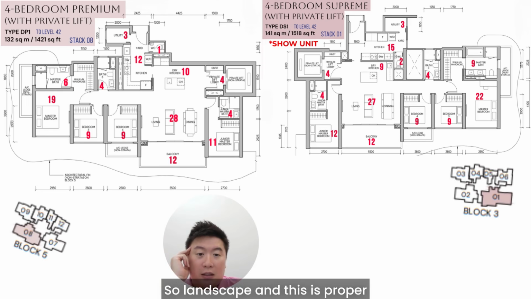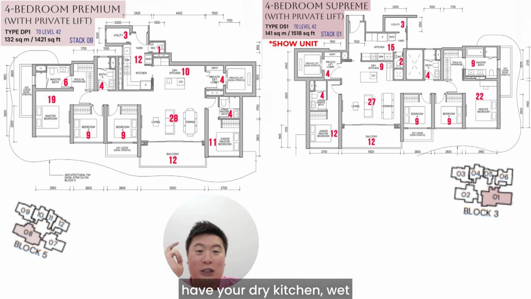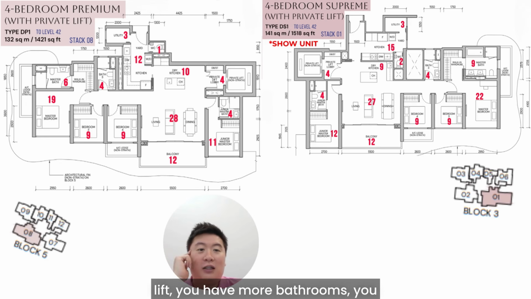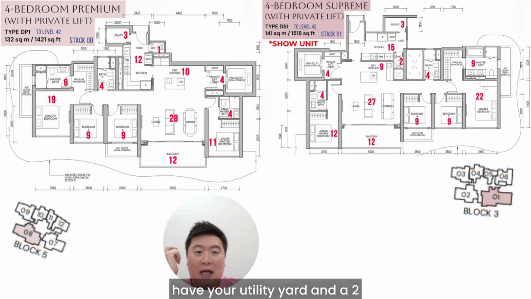So landscape, and this is proper full landscape, full sliding doors. Bigger, much bigger living area because you have your dry kitchen, wet kitchen, you have your private lift, you have more bathrooms, you have your utility yard, and 2 square meter WC, a bit more acceptable versus 1 square meter. Okay, and the kitchen is huge as well. So all in all, obviously 4 bedroom is huge because the size is big as well.